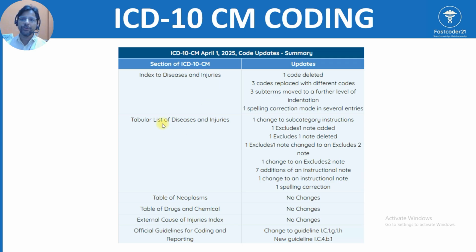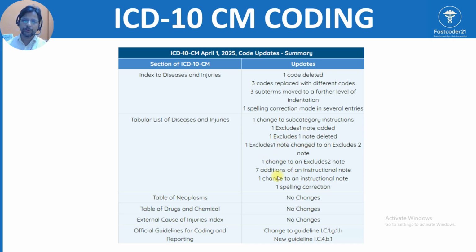Next we have a few updates related to the tabular list of diseases and injuries. Here also there is one change to subcategory instructions, one Excludes1 note added and one Excludes1 note deleted. One Excludes1 note changed to an Excludes2 note. One change to an Excludes2 note and seven additions of instructional notes. And also we have one change to an instructional note and one spelling correction in the tabular list of diseases and injuries. So no need to worry, we are going to see all this practically.